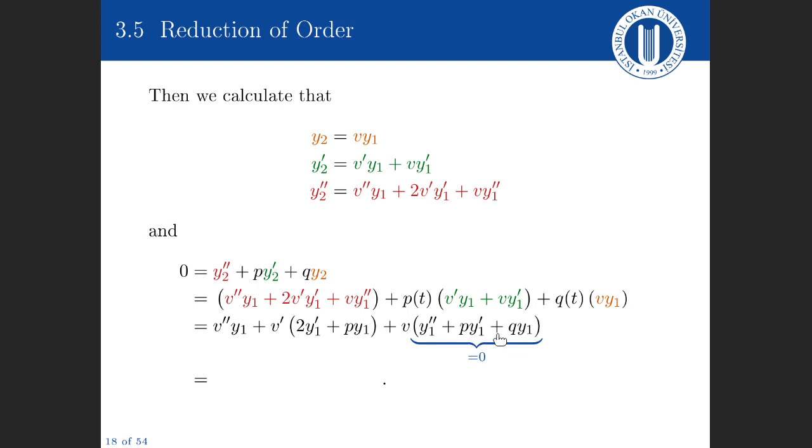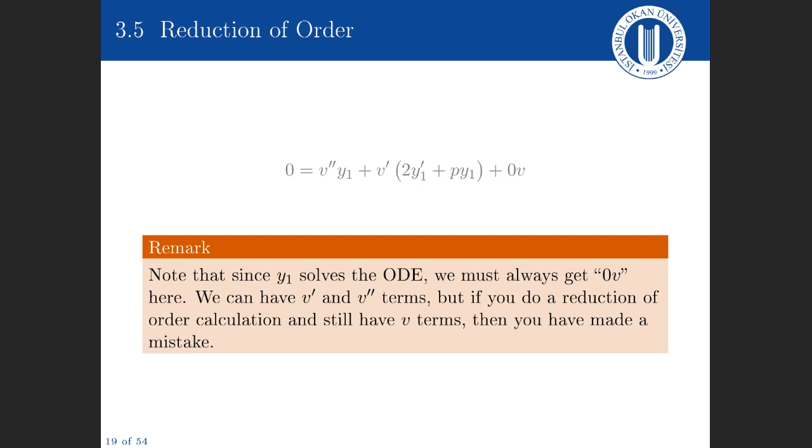But we're assuming that y1 is a solution to the differential equation. So we know that this last bracket is all equal to zero. So what we have is v double prime y1 plus v prime times 2y1 prime plus py1. Now, before I go on, let me rebut that we must always get a zero here. Because y1 solves the differential equation, we must always get zero v when we do reduction of order. If you're trying to do a reduction of order and you get something other than zero here, then it means that you've made a mistake. You need to go back and recheck your work.